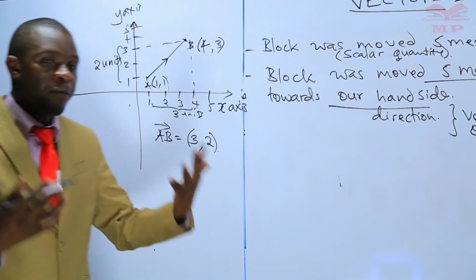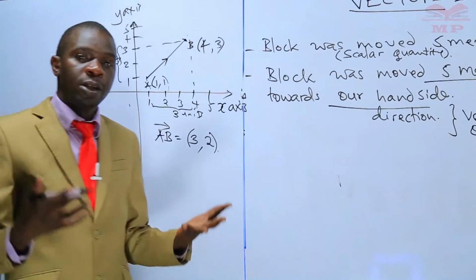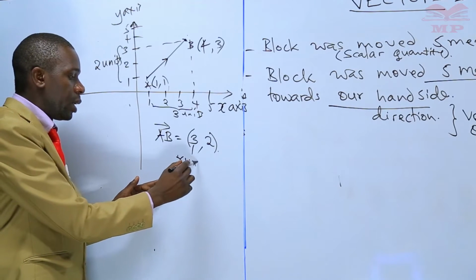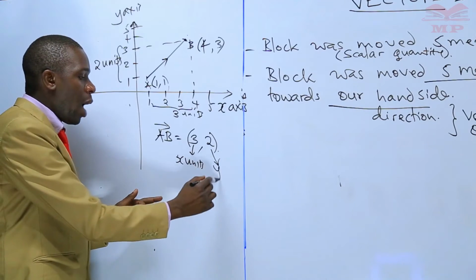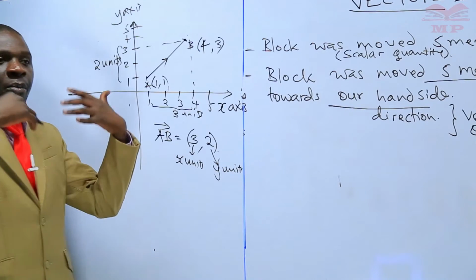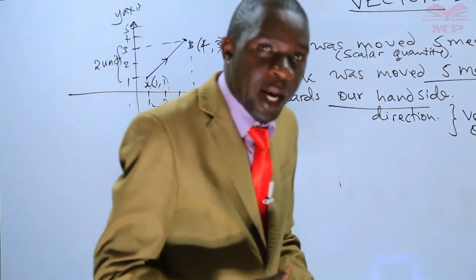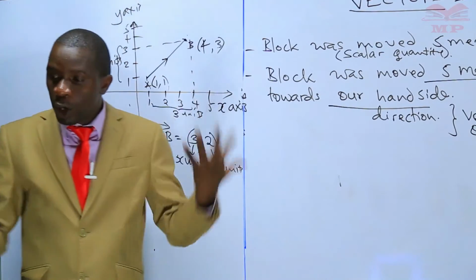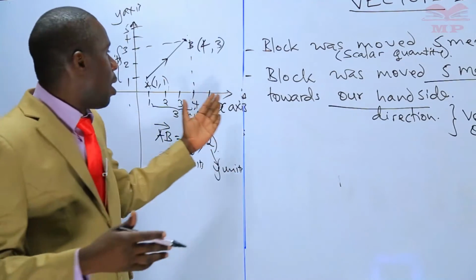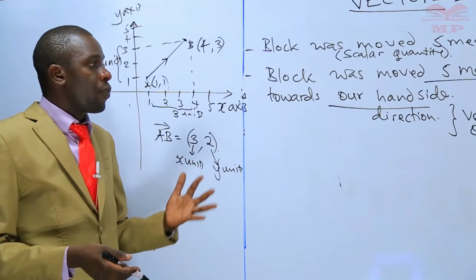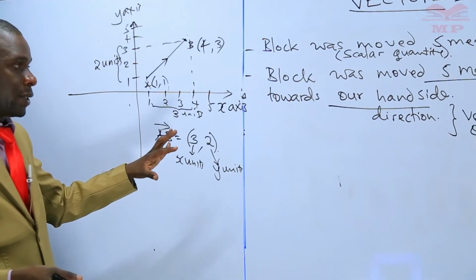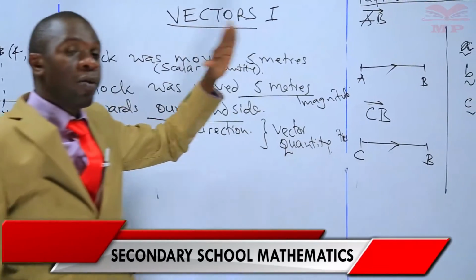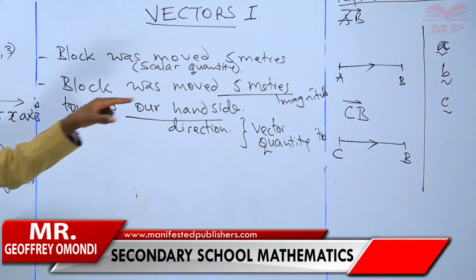Now, normally when you are giving vectors, especially when you are using coordinates, make sure that you give both the x units and also the y units. So you check by what units we have moved from one point to another when you are considering the x values, and when you are considering the y values. So basically this is how we present vectors. I told you that we can use capital letters and show direction when you are presenting vectors, and still you can use small letters and show direction.